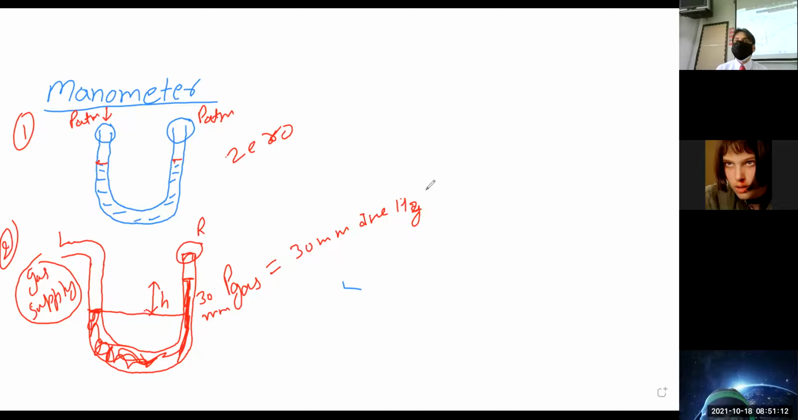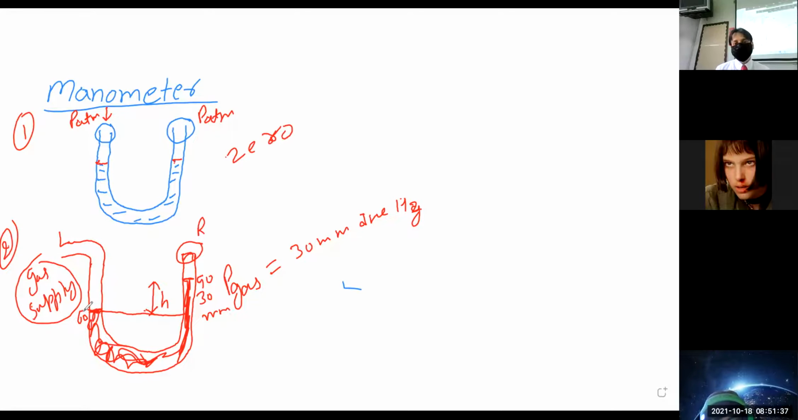Whatever the height difference here, it's a manometer, it's a tube actually, and here the calibration is there so that you can measure the difference in height. Suppose it is 90 here and 60 here, then 90 minus 60 is equal to 30. You have to measure the difference on both the sides. So this is the second case, children.